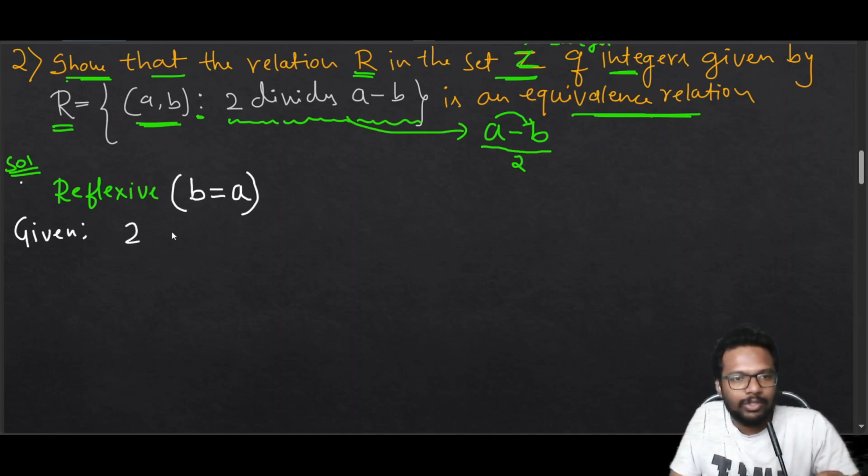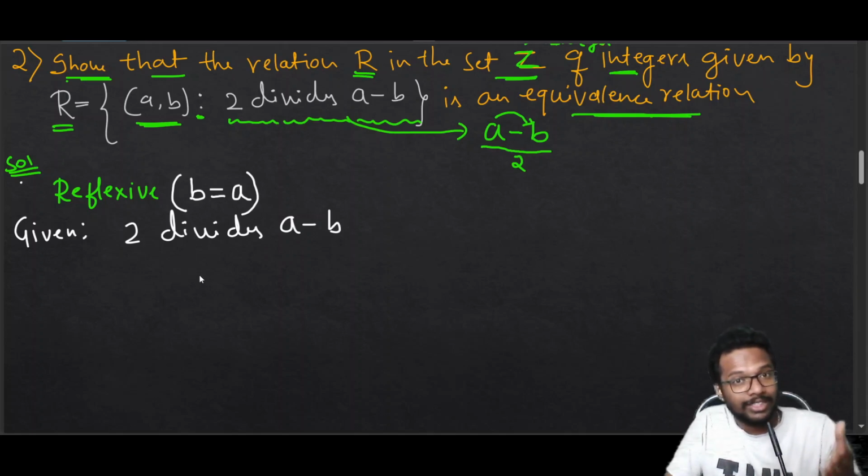The given is 2 divides A minus B. This is the relation which has been given in the question. Now our target is to show this relation is reflexive, that this relation satisfies the reflexive property.